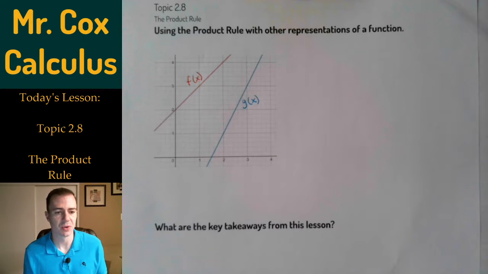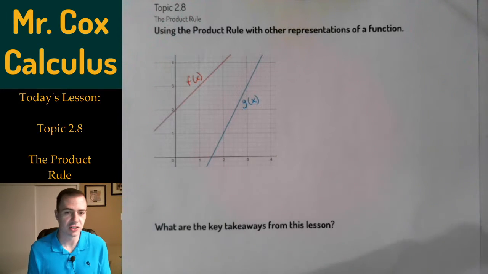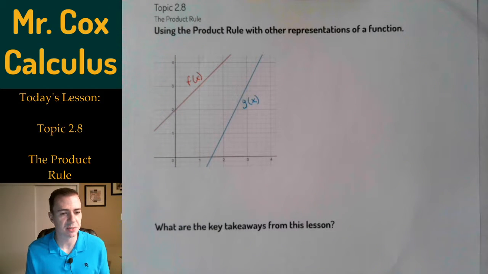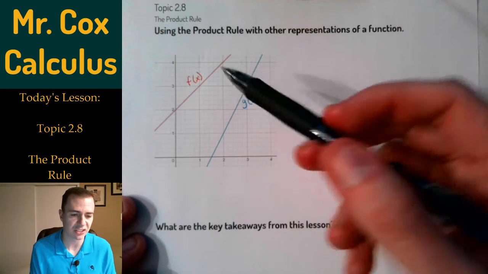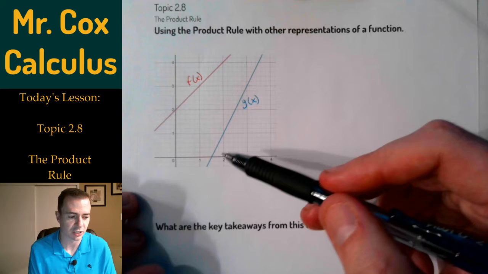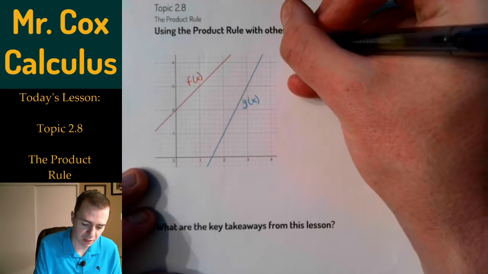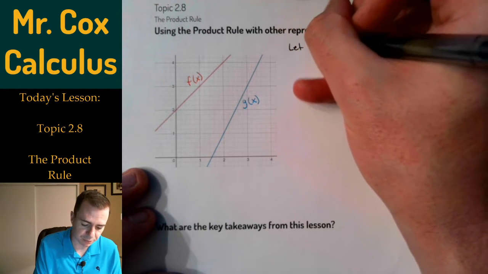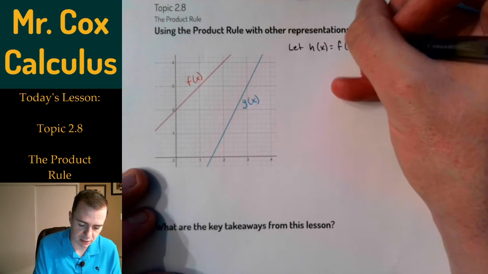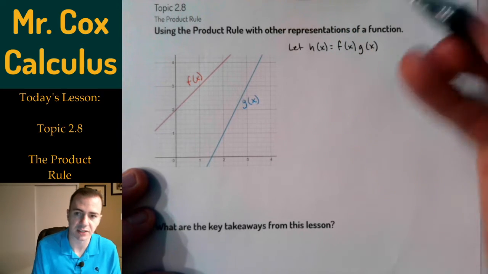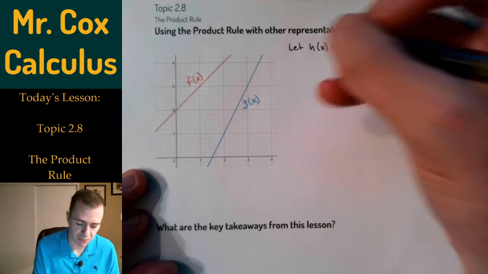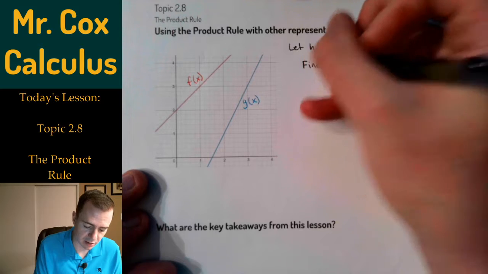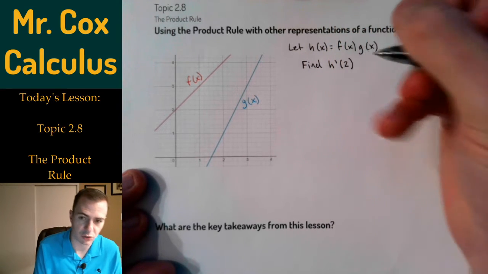One of the things that also comes up is we like to look at functions that are either graphed or maybe we're given some table information about a function and its derivative. But if we actually have the graph of this linear function f of x and the graph of this linear function g of x, let's let h of x equal f of x times g of x. In other words, h of x is going to be the product of these two functions. And let's say that I want to find h prime of 2.